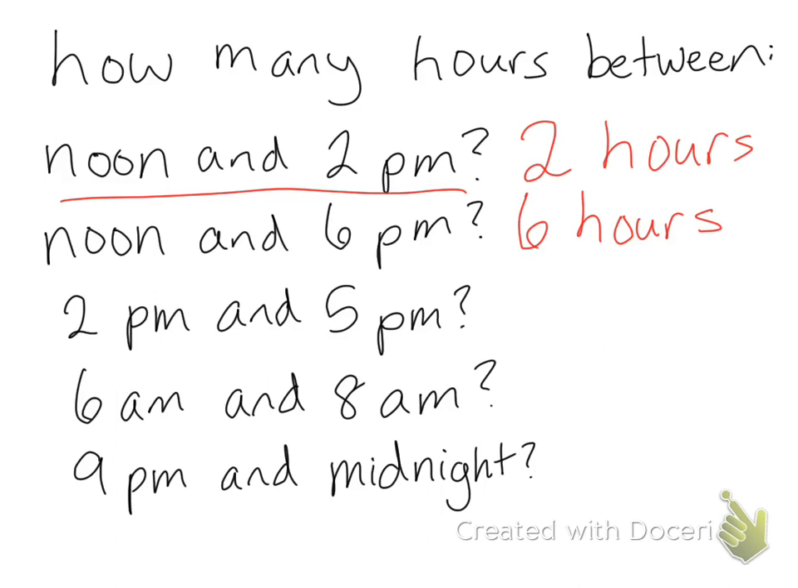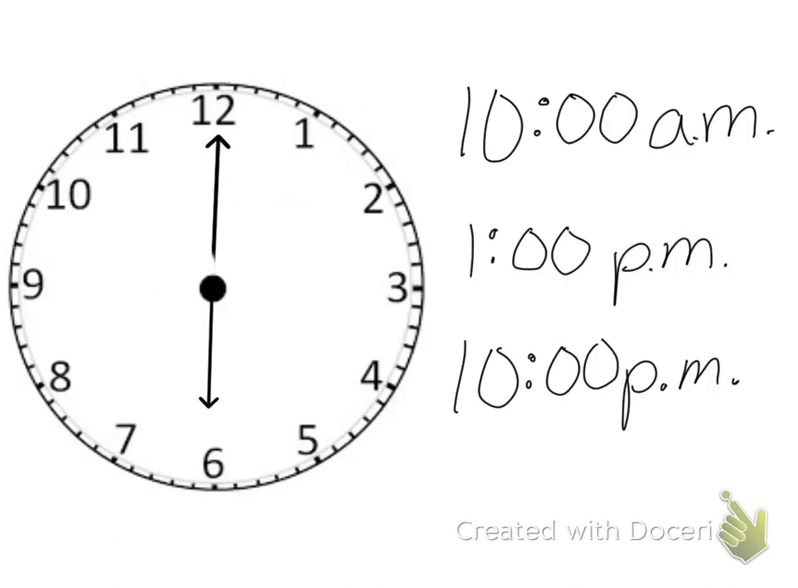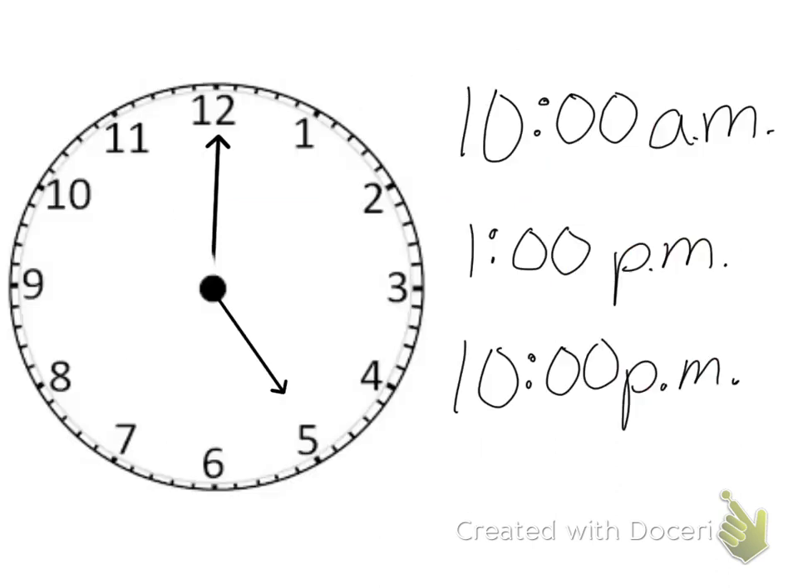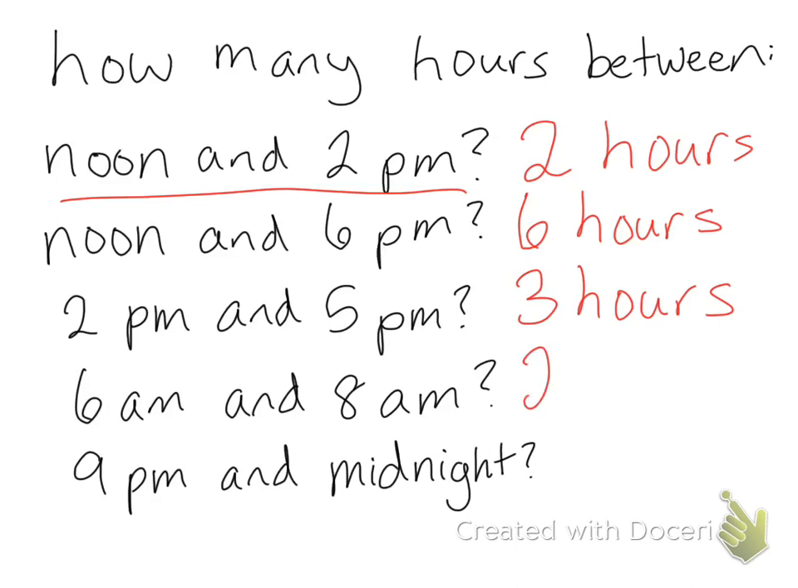So the next problem says, how many hours are there between 2 p.m. and 5 p.m.? So if we go to 2 p.m. and count to 5, we have 1, 2, 3. So there's 3 hours in between 2 p.m. and 5 p.m. What about between 6 a.m. and 8 a.m.? So we start at 6 a.m. and we count forward to 8. Okay, so we go 1 hour, 2 hours. So there's 2 hours in between 6 a.m. and 8 a.m.